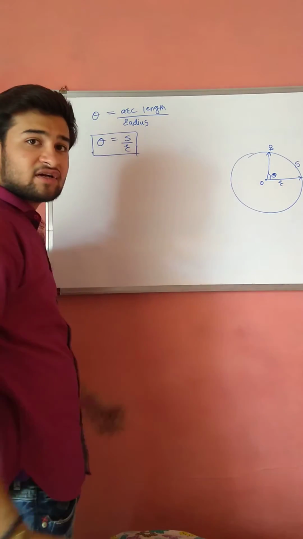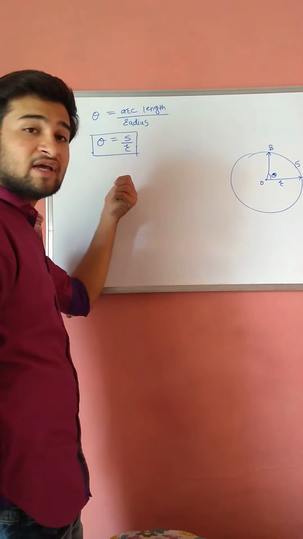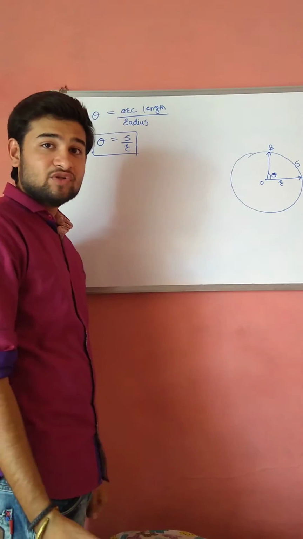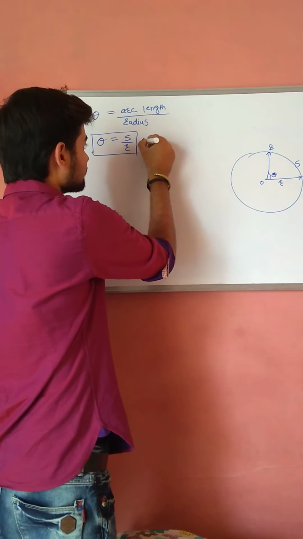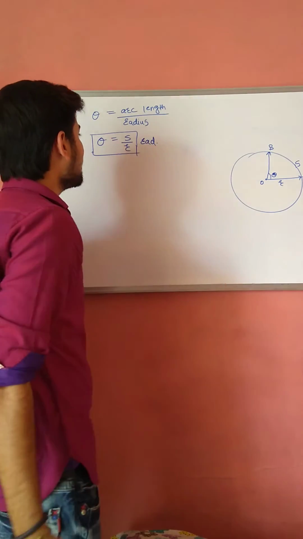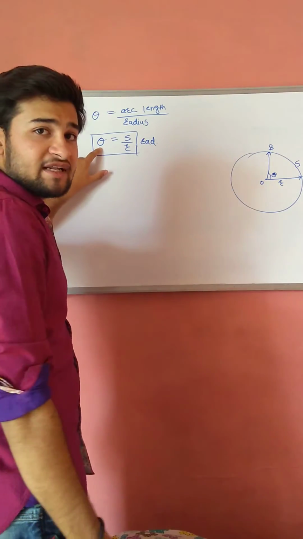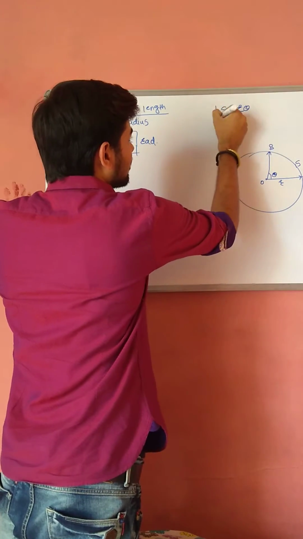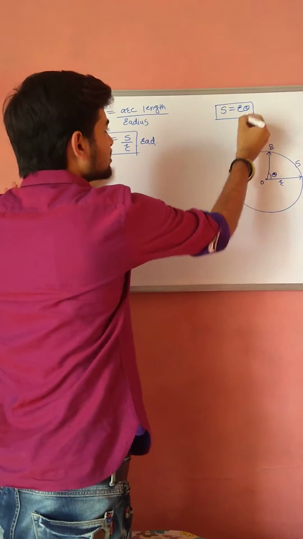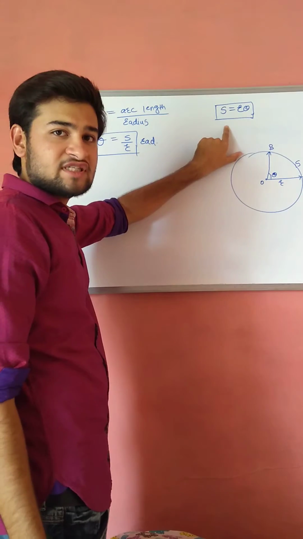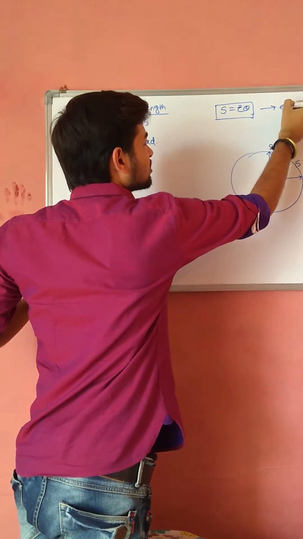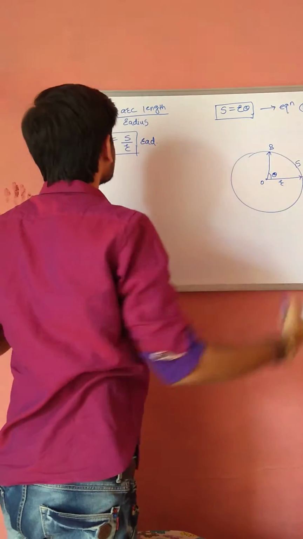This is the required equation for the angular displacement, and its unit is radian. This equation can also be written as S is equal to r theta. I have written this equation on the side because we are going to use it afterwards. We are going to call this equation 1.